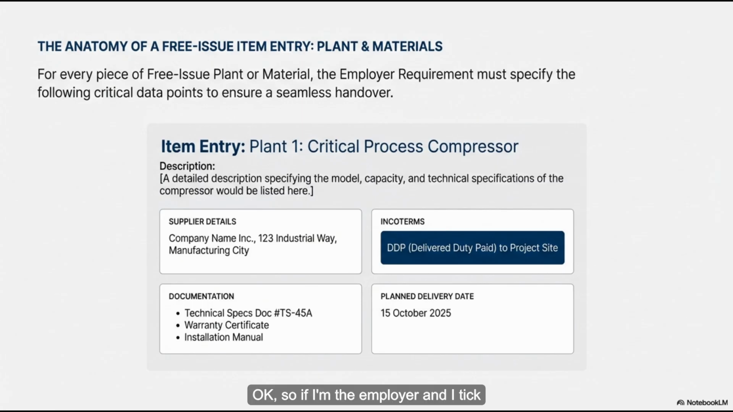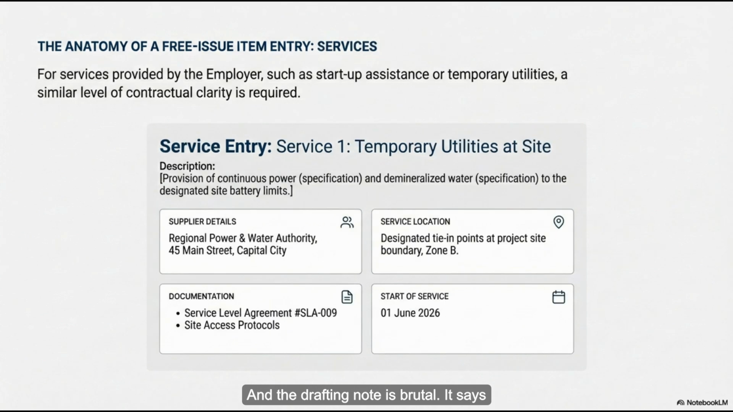Okay, so if I'm the employer and I tick that box, what am I doing to my contractor? You are giving them a massive headache. X-Works means the manufacturer just leaves the equipment on their loading dock. They say, it's here, come and get it. So the employer buys it, but the contractor has to arrange the shipping, the cranes, everything. Everything. And the drafting note is brutal. It says if EXW is selected, the contractor is responsible for transport, including export and import permits and duties.